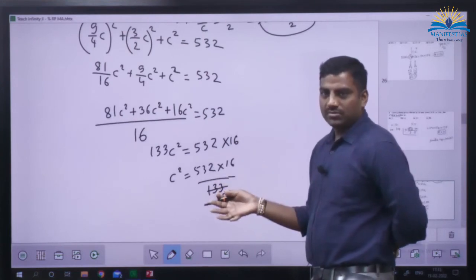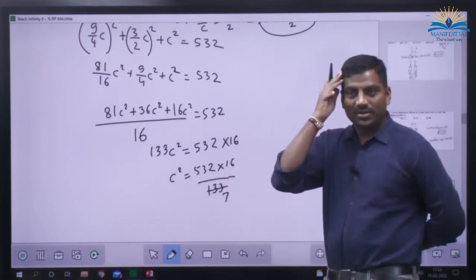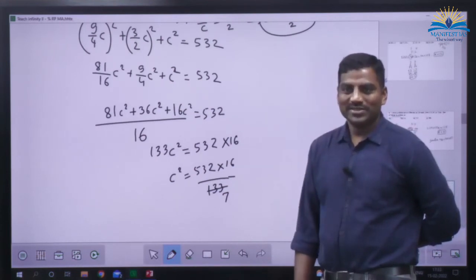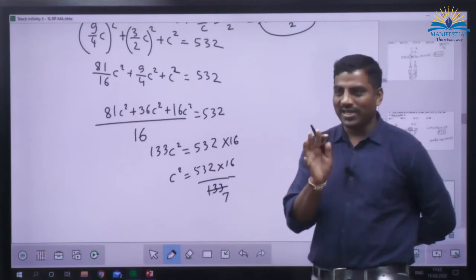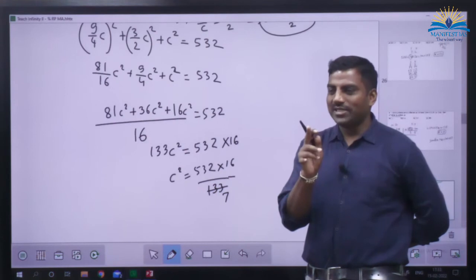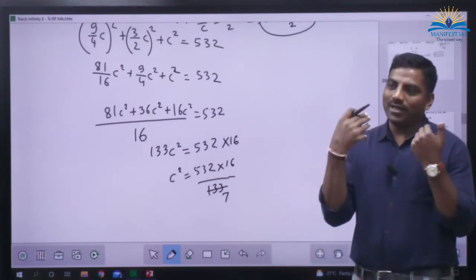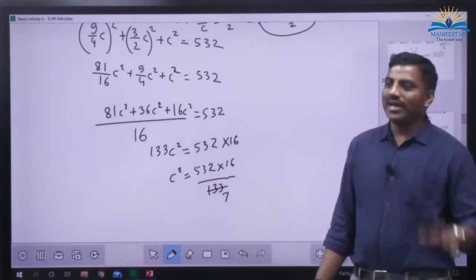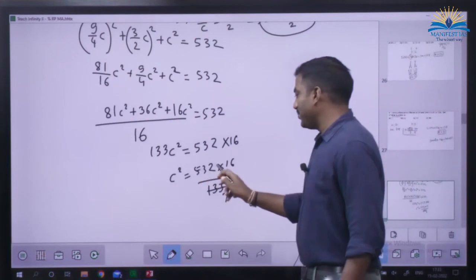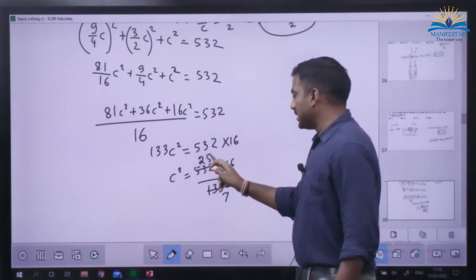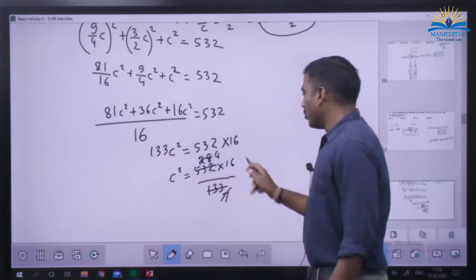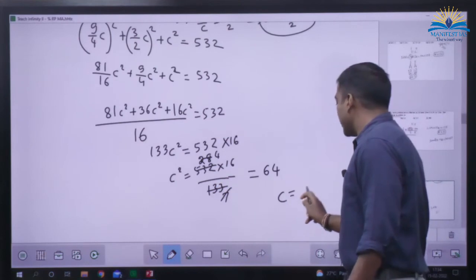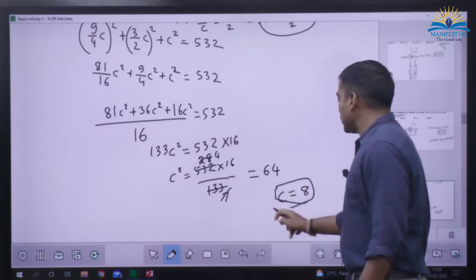That is 4 times. But if that is flashing to your mind, I request you not to sit in the class, because you can solve any problem. If you can compare 532 and 133 and say 532 is 4 times 133, you have already crossed the limit. You can score 66 on any day. So 19 sevens are 133 and 19 twos are 38, 19 eights are 152. Again 7 ones are 7, 7 fours are 28. 4 into 16, 64. C square is equal to 64. So C is equal to 8.